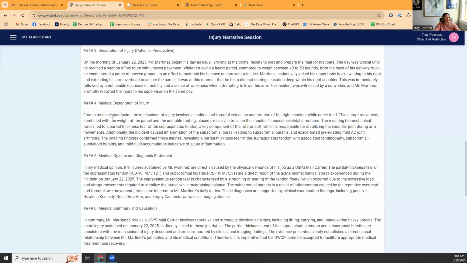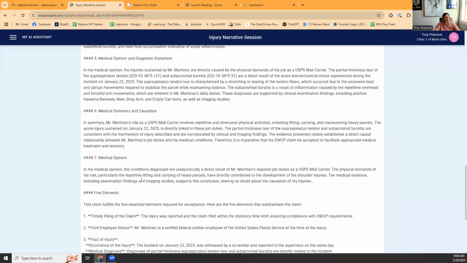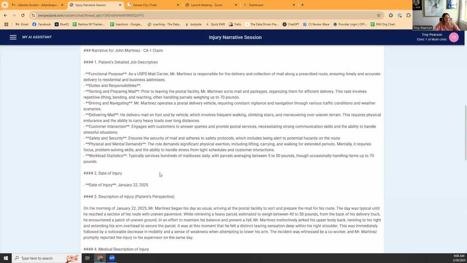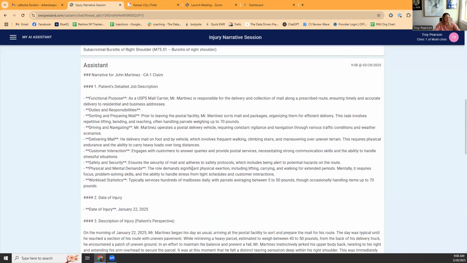What happened, my medical opinion statement, my medical summary. I'm not trying to get anything accepted. But in this case, he has a claim number, but nothing's accepted yet. It's still pending because he probably went to an urgent care first who didn't do it right. And so he's here and we need to make this good.